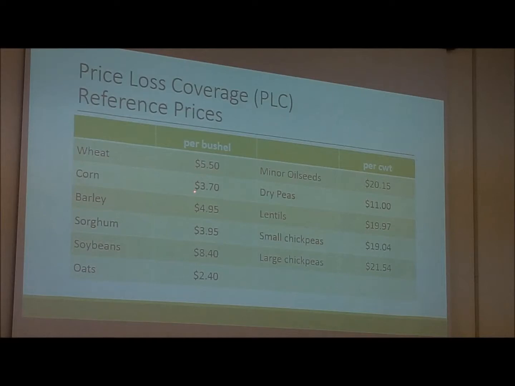It's $5.50 for wheat, $3.70 for corn, $4.95 for barley. That one looks pretty high. Previous farm bills have referenced feed barley price. More like, in most cases, well, it's going to be below corn price most of the time.